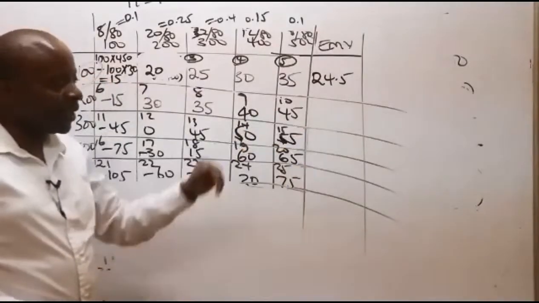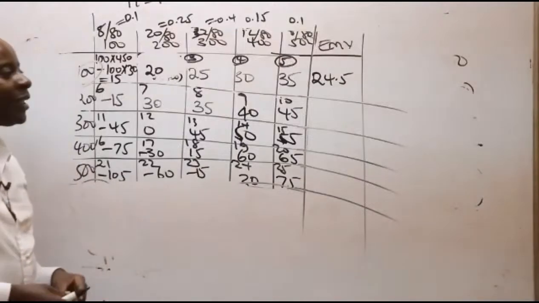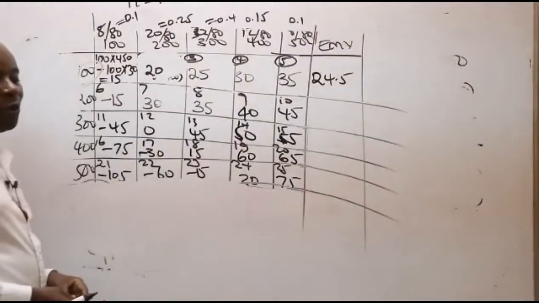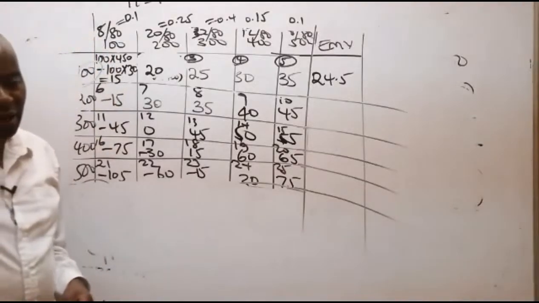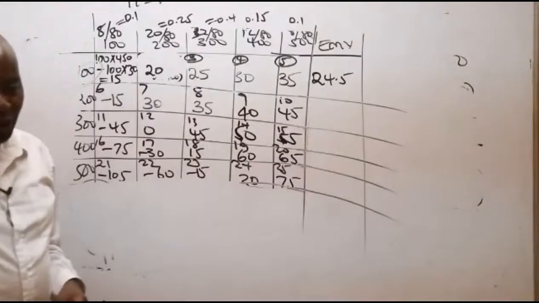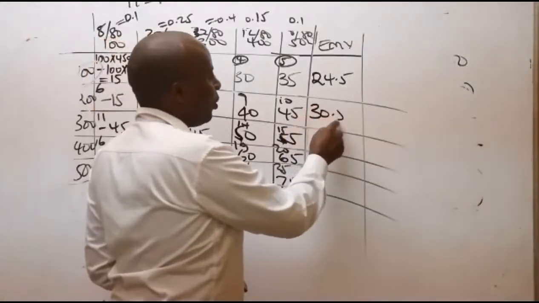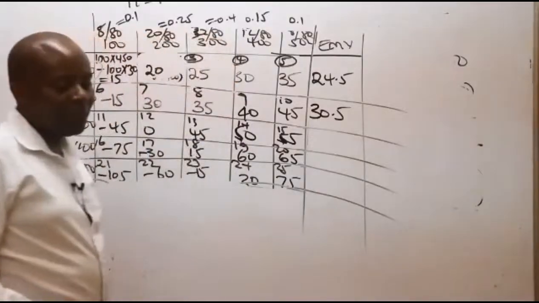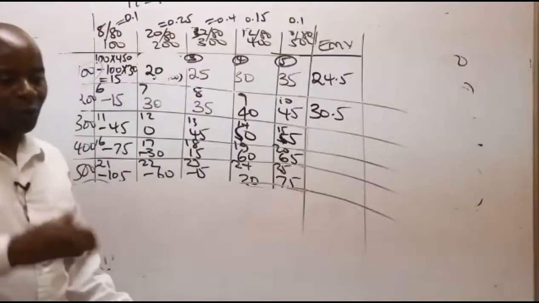How about the second one? How about the second expected profit, expected monetary value? What do we have here? Somebody, second one. So in this case, it tells me 30.5. 30.5. Please move on with that spirit.